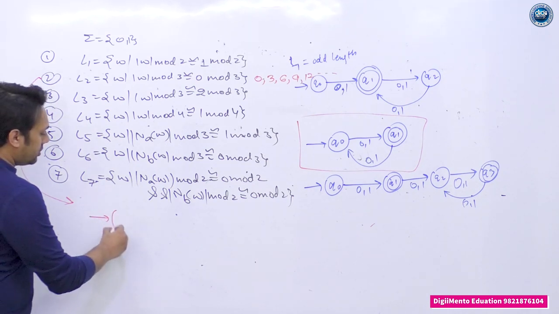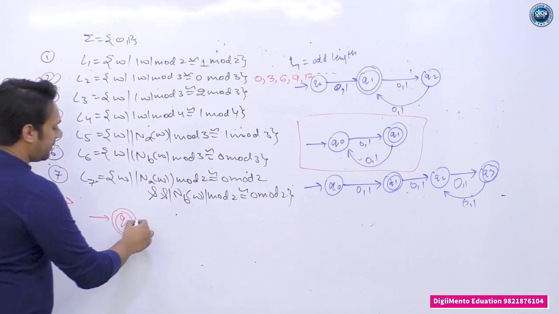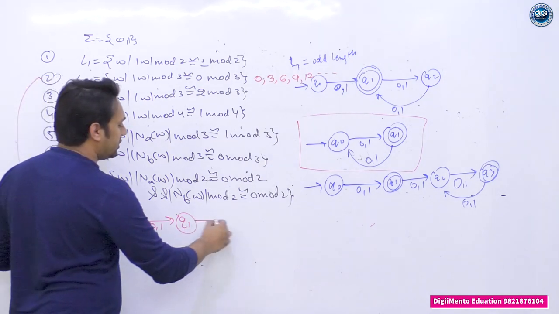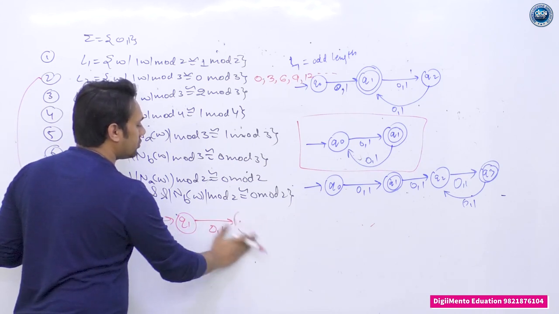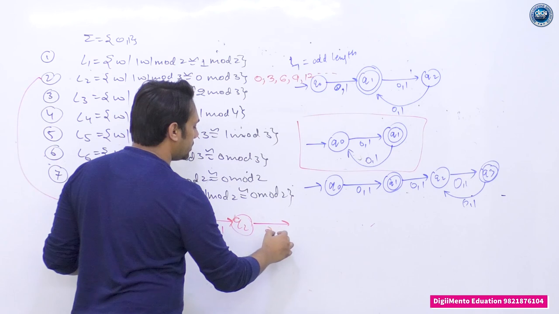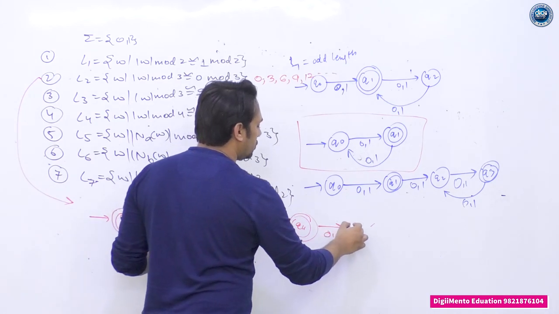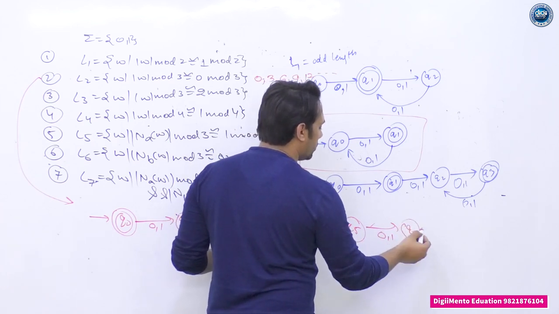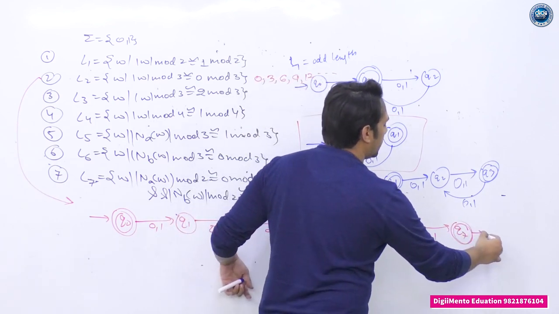To accept a string of length 0, I will make the initial state a final state. So here the string of length 0 will be accepted. If I have a string of length 1, I will go to the state Q1. I do not want to accept it. If I have a string of length 2, I will go to the state Q2. That should not be accepted again, because a string of length 2 is not divisible by 3. If I have a string of length 3, I will go to the state Q4 and I will make it a final state. If I have a string of length 4, I will go to the state Q5 and I do not want to accept it. If I have a string of length 5, I'll go to the state Q6. I do not want to accept it. If I have a string of length 6, I will go to the state Q7 and I want to accept it, and so on, right?